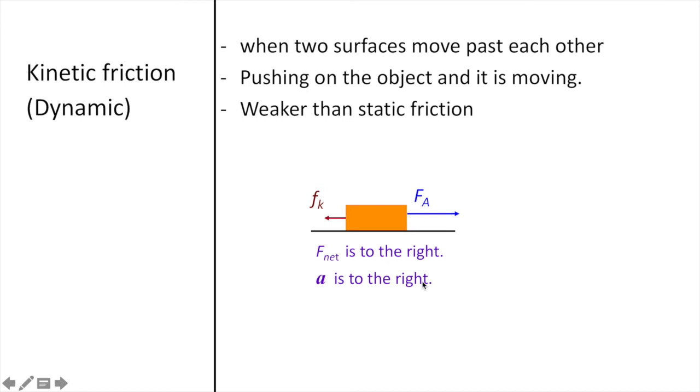So let's take notes on kinetic friction, also known as dynamic friction. It is when two surfaces move past each other, and it is when you are pushing on the object and it is moving. Remember that when the object is in motion, that friction is weaker than static friction. Here we have our box with the applied force to the right, and the kinetic friction is much smaller than the applied force. Because the vector is greater in the direction of the applied force, the net force is to the right. Acceleration is also to the right.